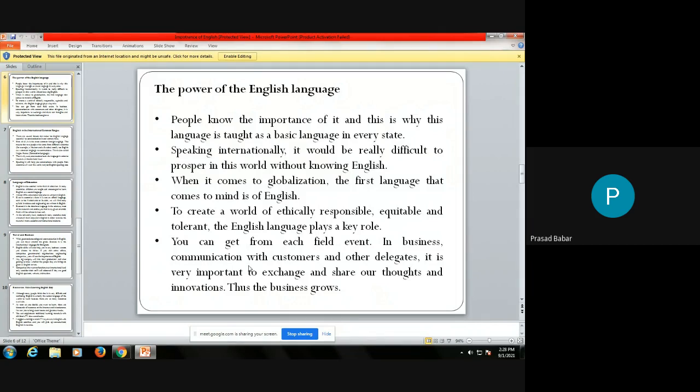In business communication with customers and our delegates, it is very important to exchange and share our thoughts and innovations. Thus, business grows. Okay. So in business communication there is also a type of communications like business communications and normal communications. So in the business communications there are customers and other delegates also.